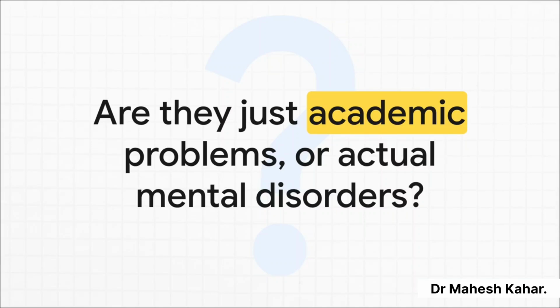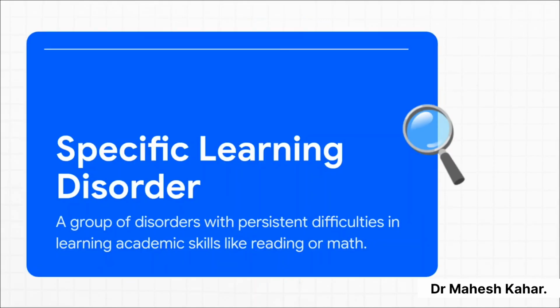Well, modern psychology, especially the big diagnostic manual, the DSM-5, actually gives us a very clear answer. And there it is. The official term is specific learning disorder, and it's classified as a neurodevelopmental disorder. That's a fancy way of saying it has a clinical status. It's a real, diagnosable condition that starts with how the brain develops.